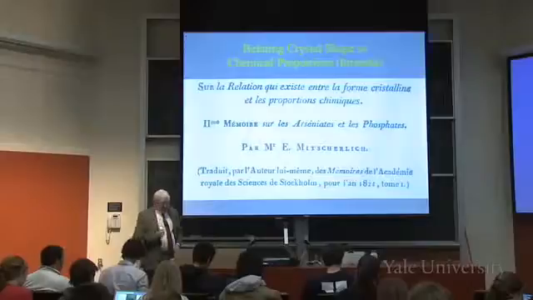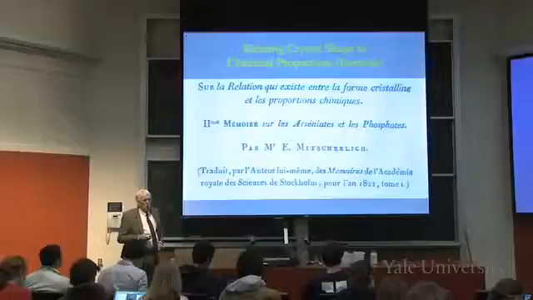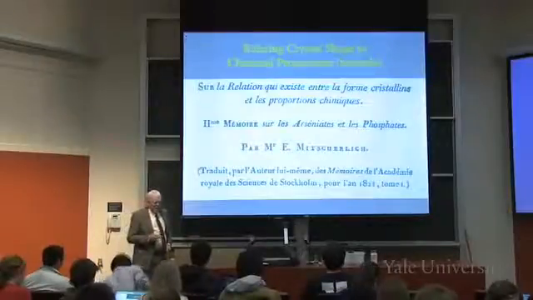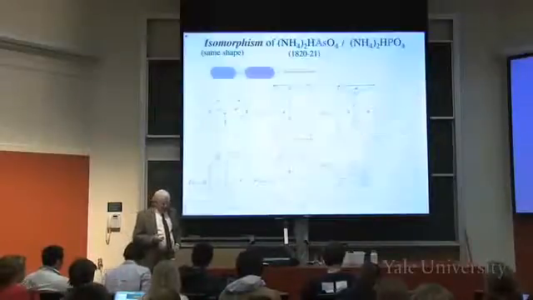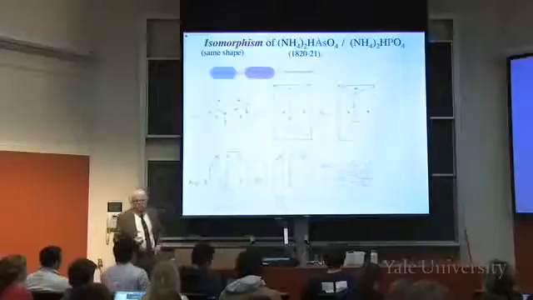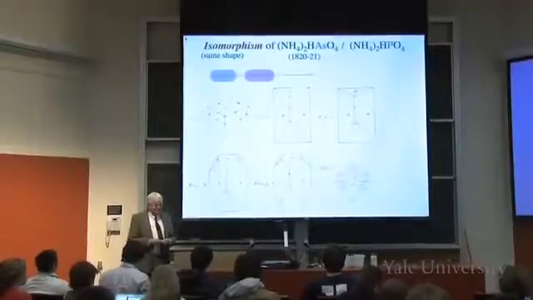Okay? So here's his paper on relating crystal shape to chemical proportions. They sound like not closely related phenomena, but here he's talking about arsenates and phosphates. And here are the pictures he drew. They drew beautiful pictures of crystals in those days. If that's all you can do, you do it right.